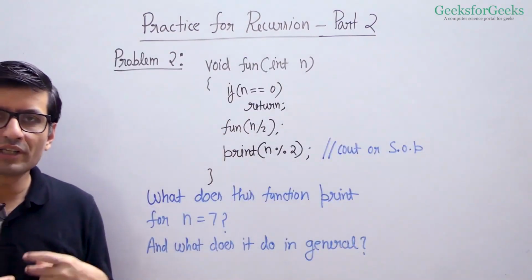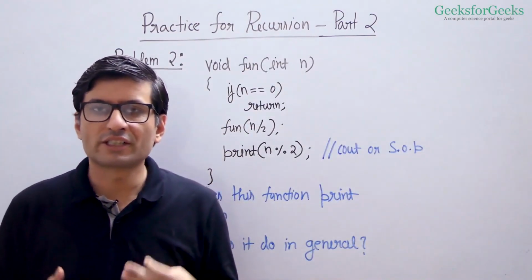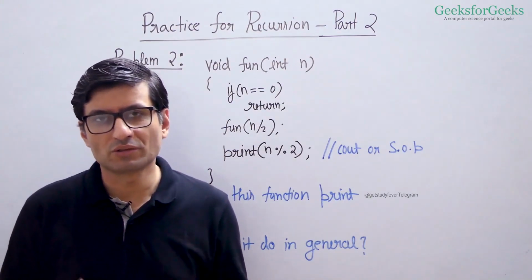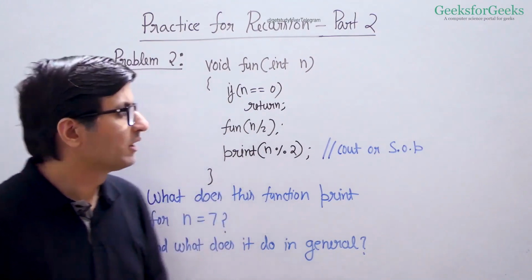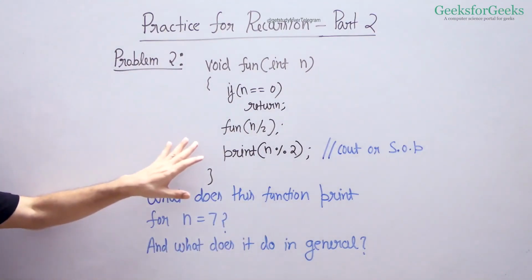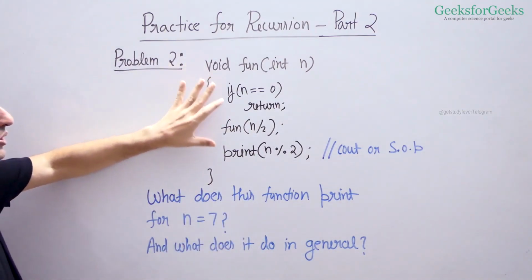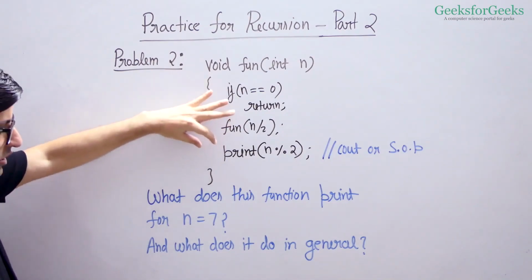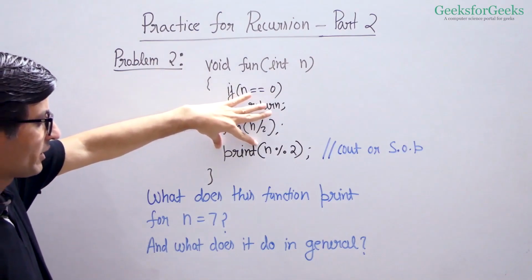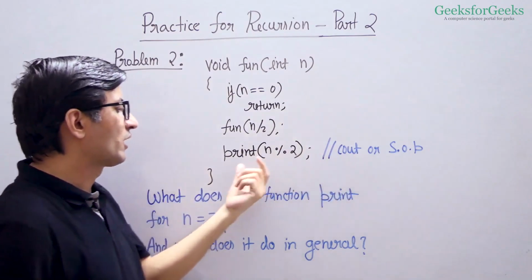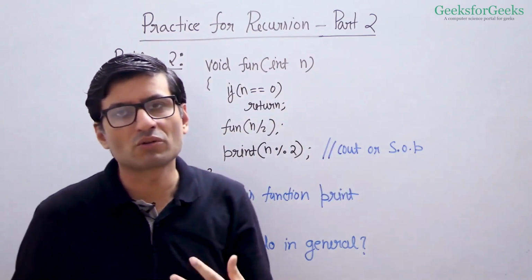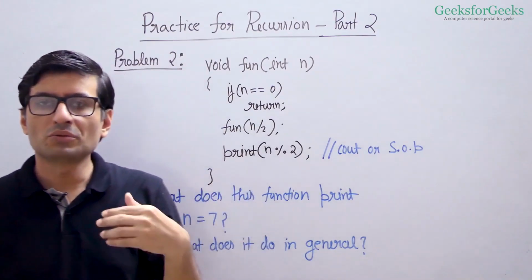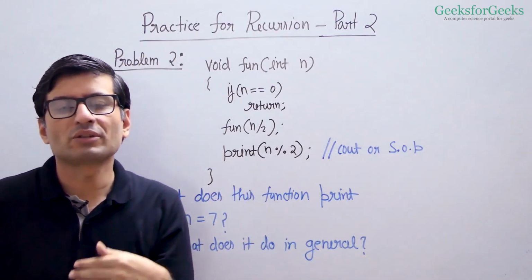Please take a closer look at this function and try to guess the output of this function for n equal to 7, and also try to guess what this function does in general. I have written here some pseudo code, which is close to both C++ and Java. So in C++, you need to replace this print statement with cout, and if you program in Java, then you need to replace this print statement with System.out.print. Now please pause this video and try to guess the output of it.